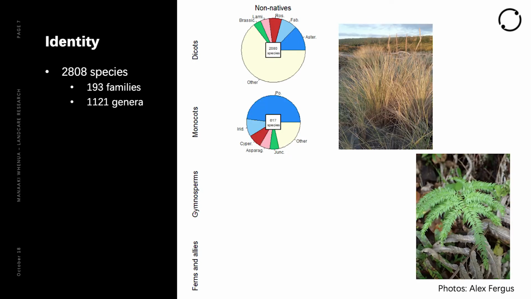The monocots, perhaps not surprisingly, the 617 species here are mostly represented by the grasses. A lovely photo of dune grass there, Ammophila arenaria. Also the sedges and rushes, so very well known. Also irises and asparagus family, including this little guy, climbing asparagus. But actually, really, the main player is the grasses.